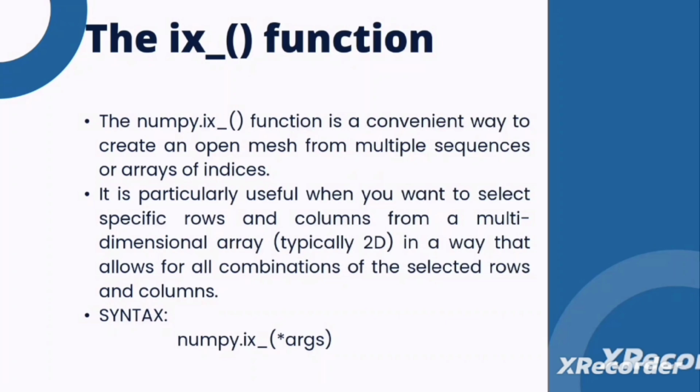Now let's move on to the ix_ function. This is a handy tool for working with multidimensional arrays. Think of it as creating a grid of all possible combinations of rows and columns from an array. The NumPy function is a convenient way to create an open mesh from multiple sequences or an array of indices. It is particularly useful when you want to select specific rows and columns from a multidimensional array in a way that allows for all combinations of the selected rows and columns. It's great for handling complex indexing in 2D arrays. It uses numpy.ix_ with arguments as its syntax.